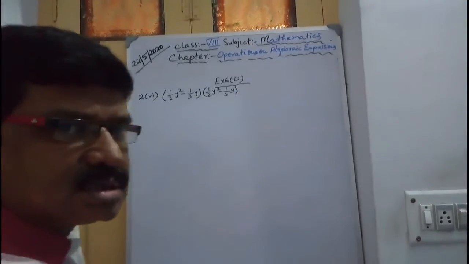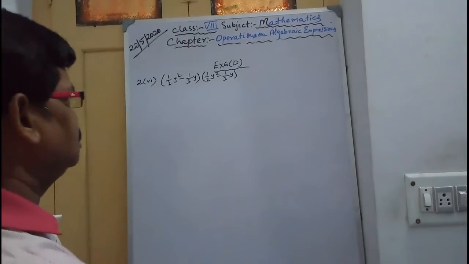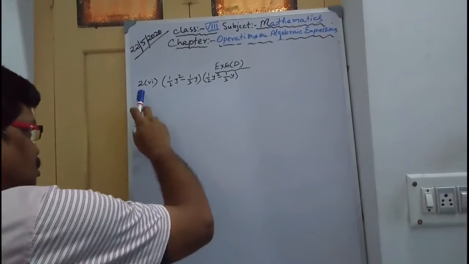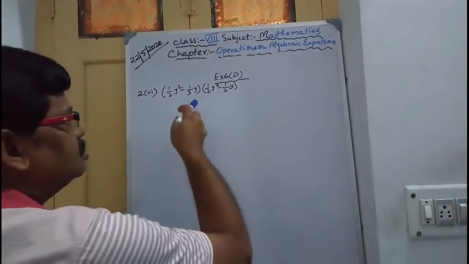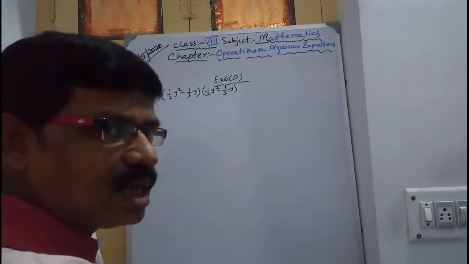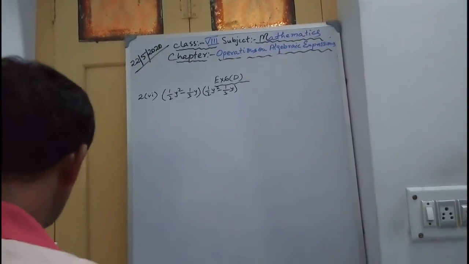Chapter Operations on Algebraic Expressions, Exercise 6.0. Now, question number 2, Roman 6. These sums are related with identities which I have already given.